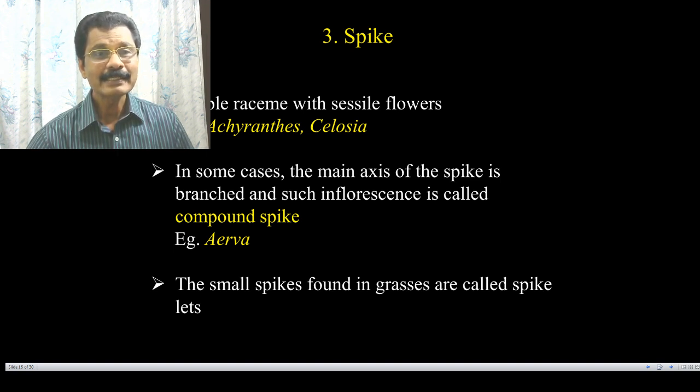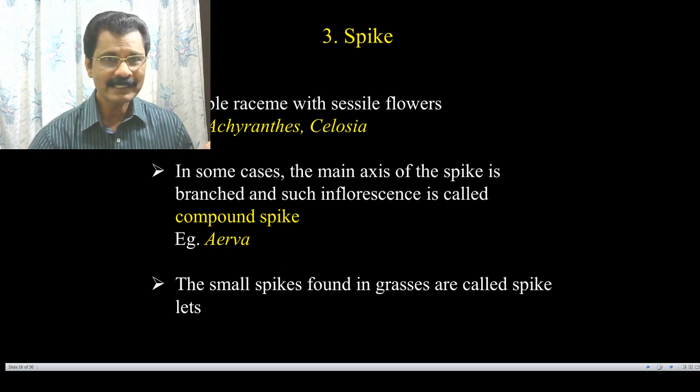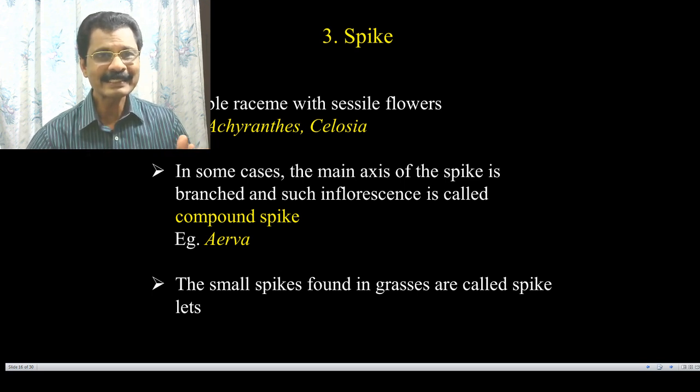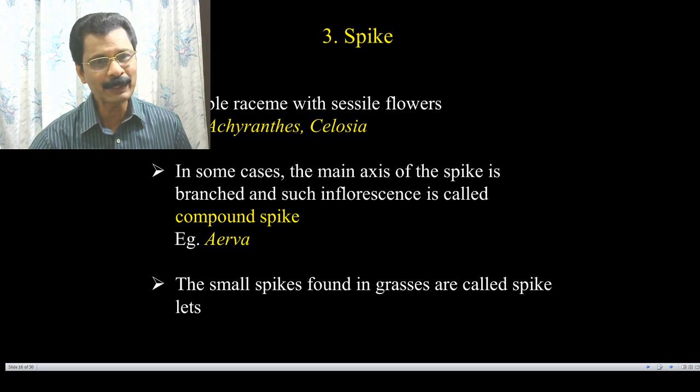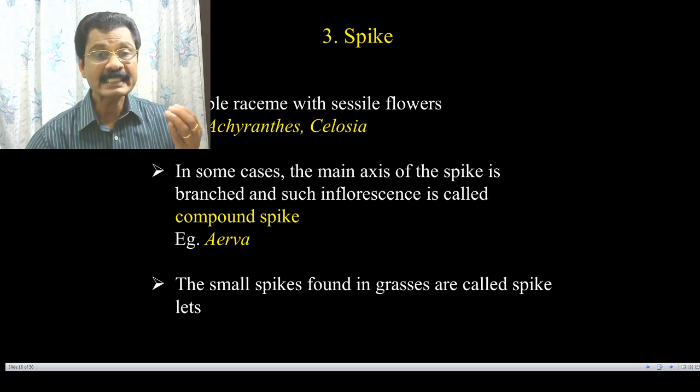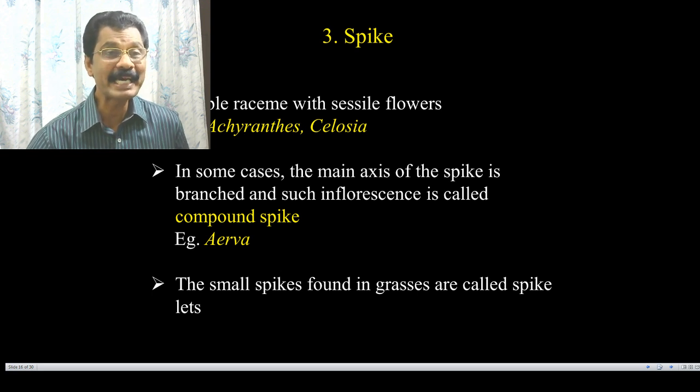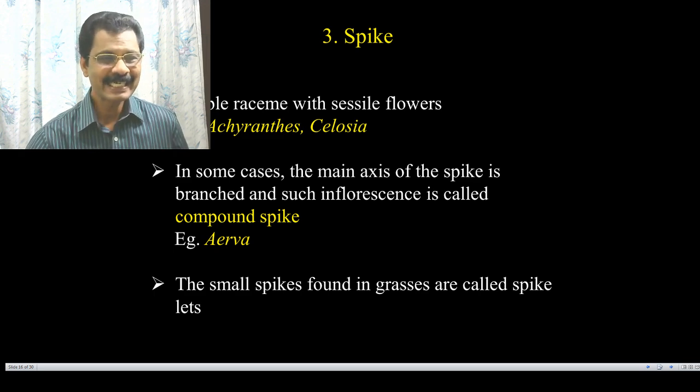Here this is also a simple raceme with sessile flowers. In simple raceme it is pedicellate flowers. Then spike is simple raceme with sessile flowers. Example, achyranthus, celosia. In some cases, the main axis of the spike is branched and such inflorescence is called compound spike, as in the case of Aerva lanata. The small spikes found in grasses are called spikelets, right?